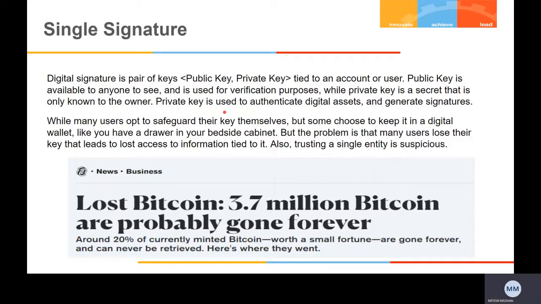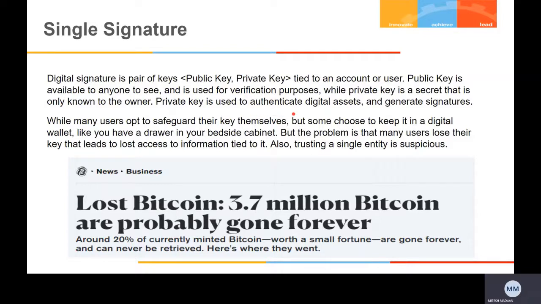So in this way, I have provided security to my digital assets and also provided a way to verify that I am the actual owner of that particular entity. There are two major problems in this particular protocol. The first one is lost access to the information.